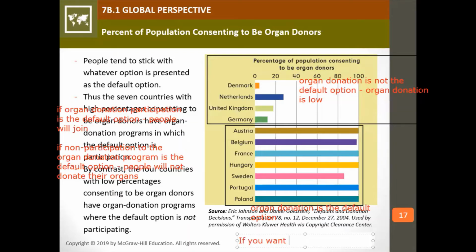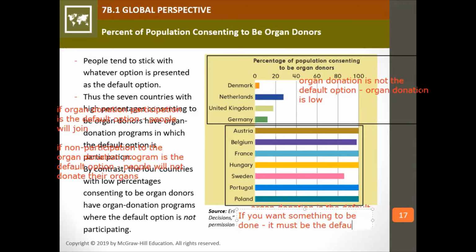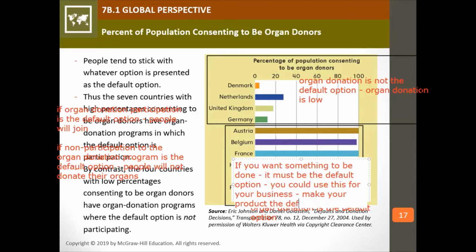So it shows that if you want something to be done, it must be the default option. So you could use this for your business. Make your product the default or status quo option. You can apply this to your own business for ensuring that people buy your product at a high rate.